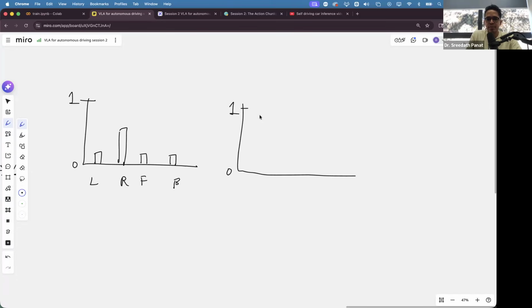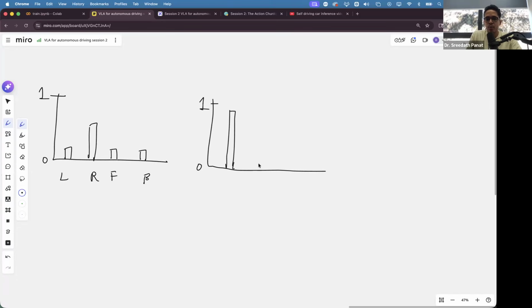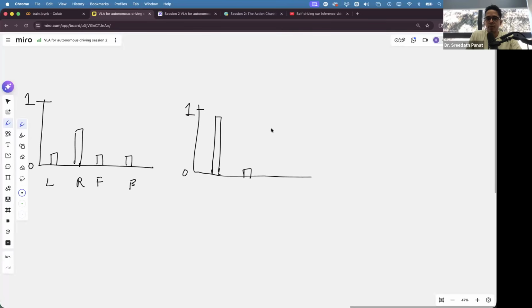So if it is left, left can have a high probability. Then right may have a low probability in that case, because left and right you don't press together. But forward may also have a high probability, and backward will have a very low probability. So these four numbers need not add up to 1. It may add up to greater than 1. But individually, these numbers represent the probability for left, right, forward, and back.